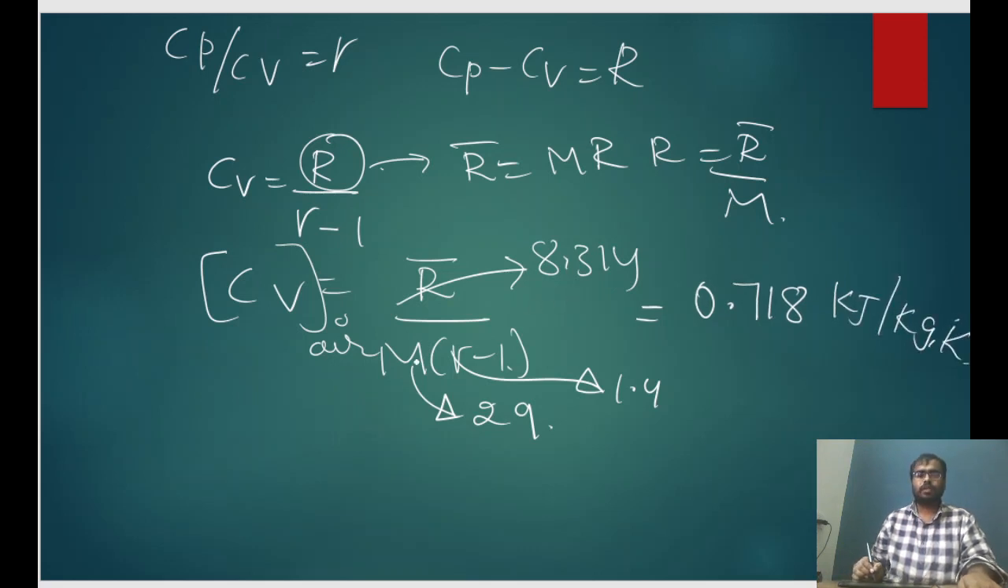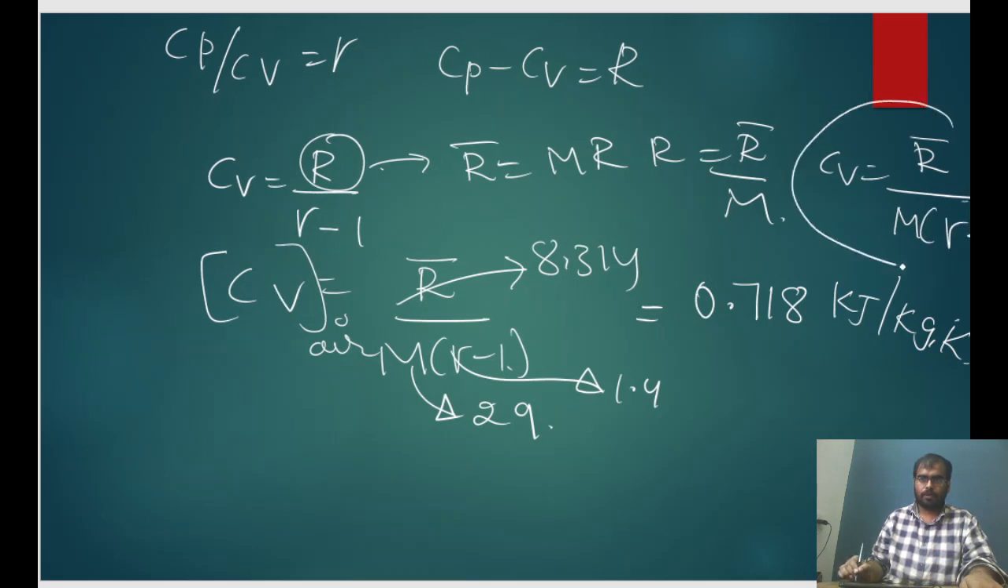Sometimes in the question they have given molar mass. You have to find out the Cv value. So this is the formula: Cv is equal to R bar by M(gamma minus 1). This is an important formula. Many students don't know this formula. Next, if you know the Cv, then Cp by Cv is equal to gamma. If you multiply gamma into Cv, you will get Cp.